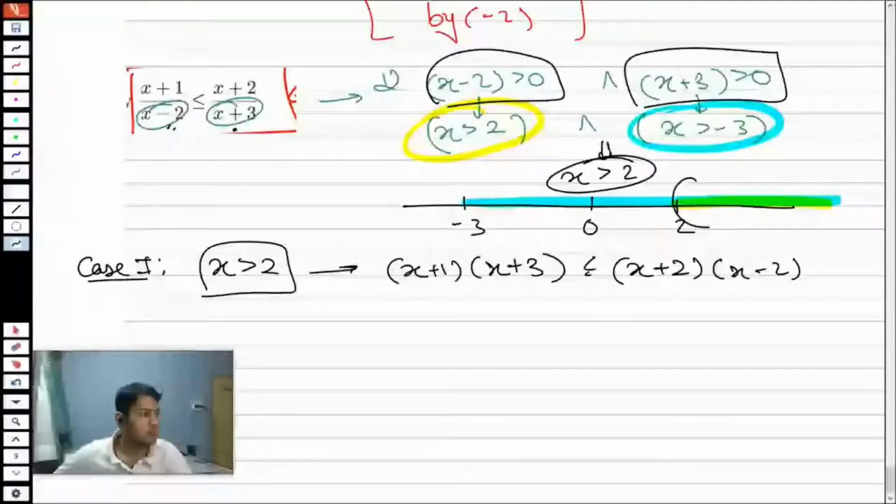Okay, so for x greater than 2, again draw the number line. So you have to be very patient here. Okay, so there's no shortcut. You have to make cases and everything. So this is 0, this is 2, and this is minus half. So you are saying that for x greater than 2, I want to find the values of x which are less than or equal to minus half. There is no intersection happening here, so the final answer here is no such x exists which is simultaneously greater than 2 and less than or equal to minus half. Okay, so in case 1 you have no solution, then you do case 2.